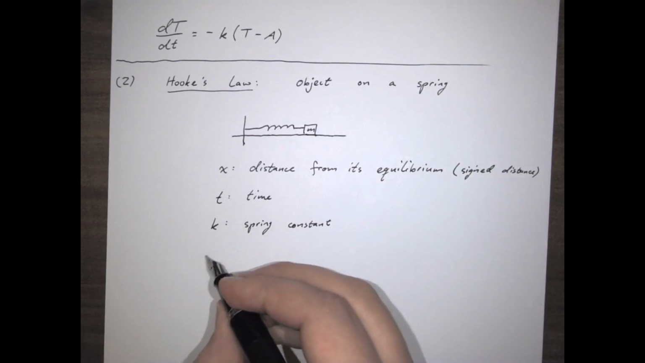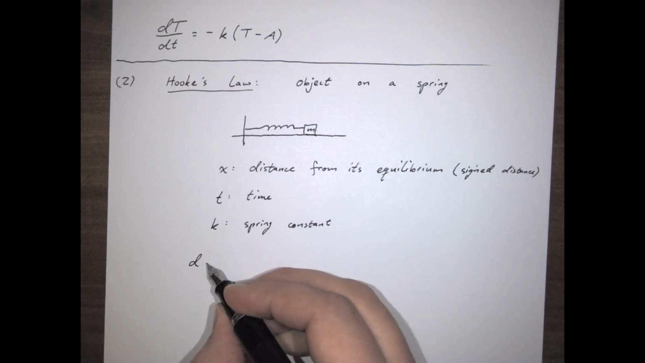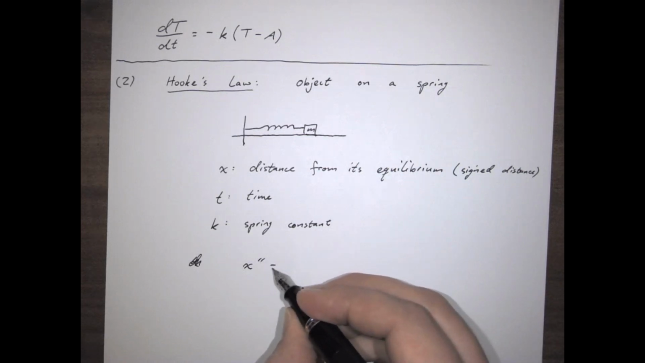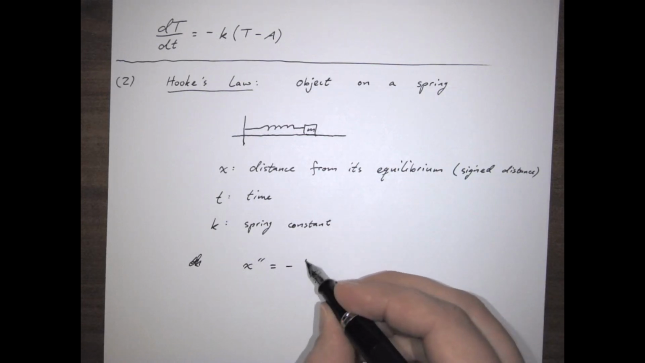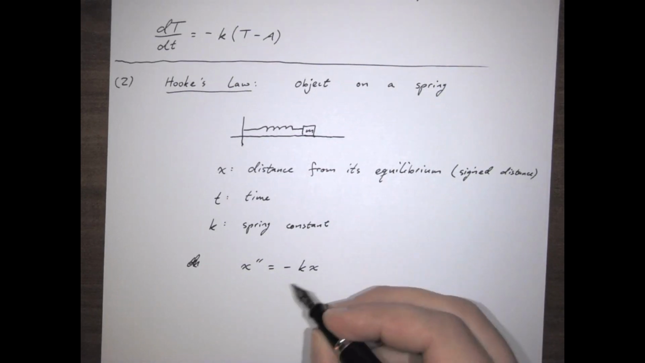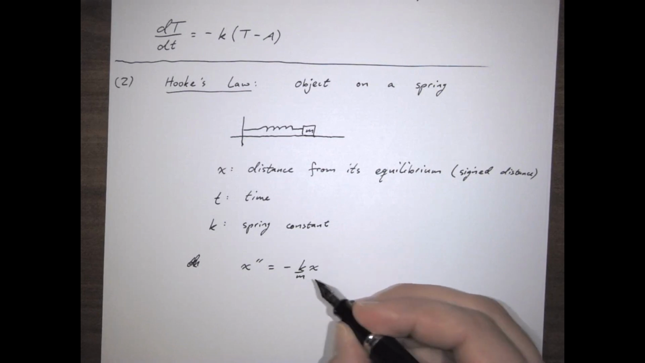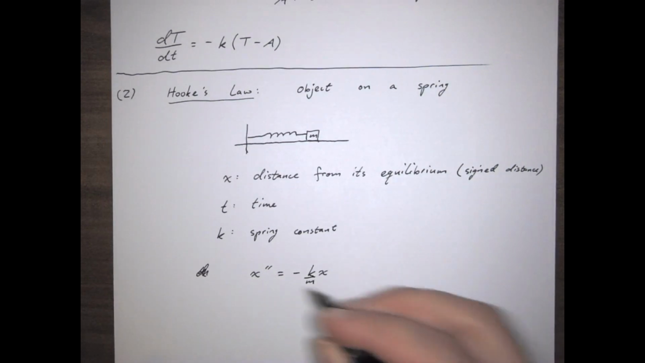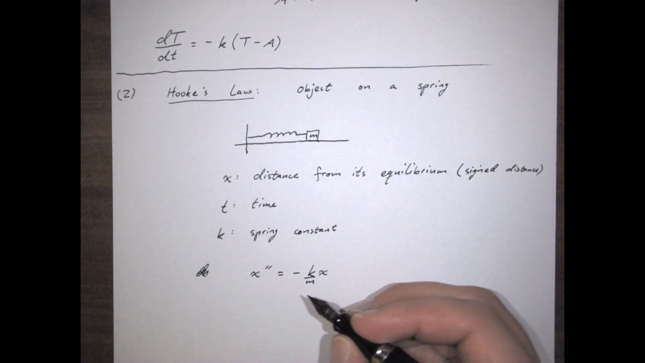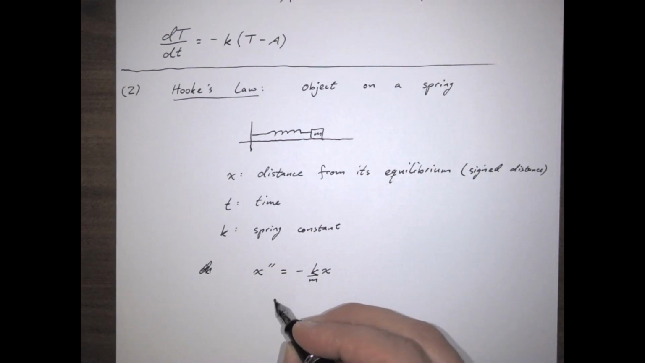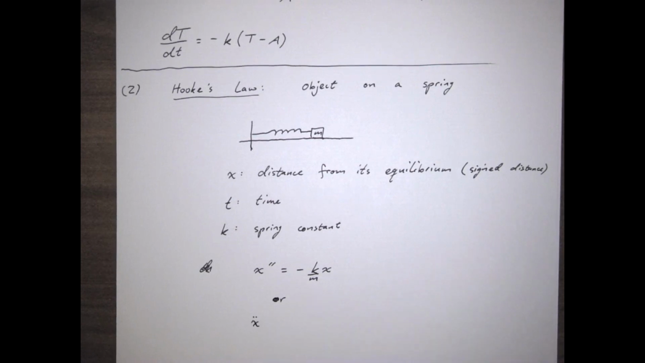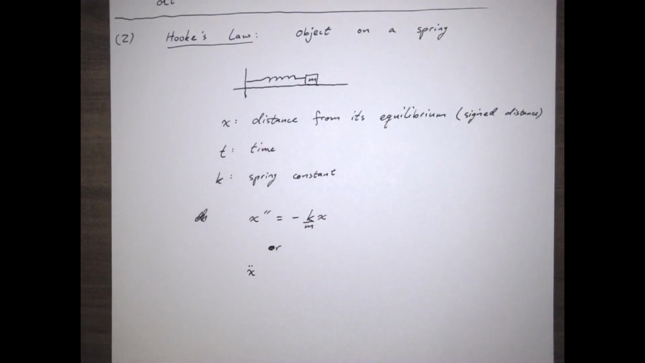All right, and then what we have here is the second derivative. So x double prime is equal to negative kx, or actually negative k over m times x, I should say. And just a note, whenever we're talking about taking a derivative of position with respect to time, a very common way of writing that is with dots. So two dots to represent the second derivative with respect to time.